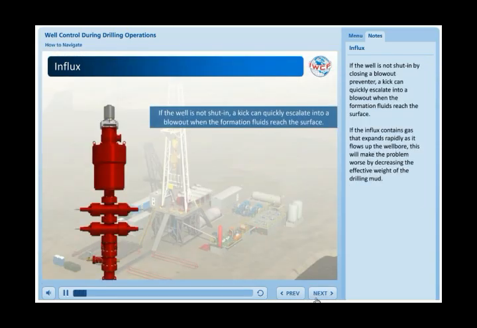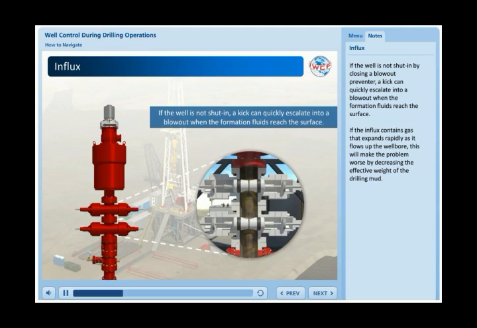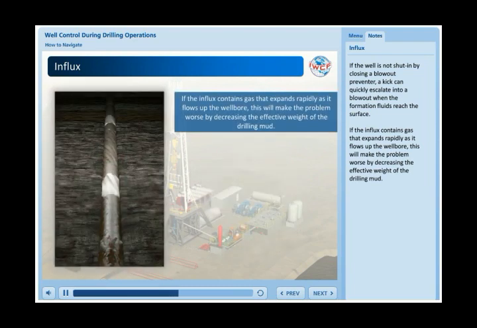If the well is not shut in by closing a blowout preventer, a kick can quickly escalate into a blowout when the formation fluids reach the surface. If the influx contains gas that expands rapidly as it flows up the wellbore, this will make the problem worse by decreasing the effective weight of the drilling mud.